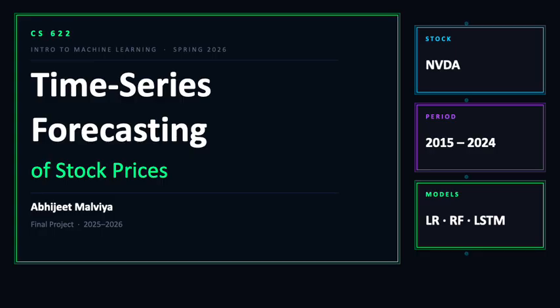The project is titled Time Series Forecasting of Stock Prices Using Classical and Deep Learning Models. The goal here was to build a complete machine learning pipeline to predict the next day returns for my ticker NVDA, which is NVIDIA, where I used 10 years of historical data and compared three models: linear regression, random forest, and LSTM, which is long short-term memory.